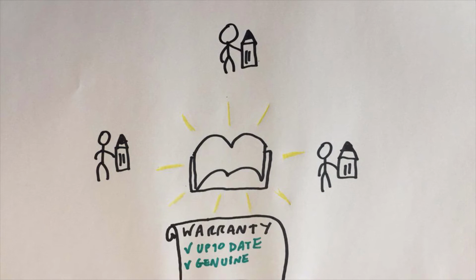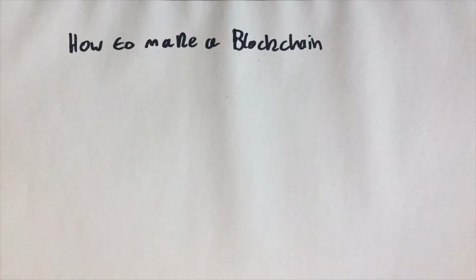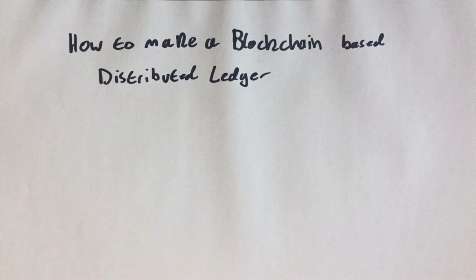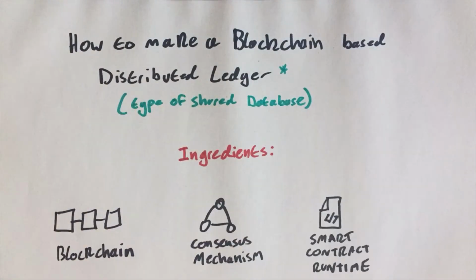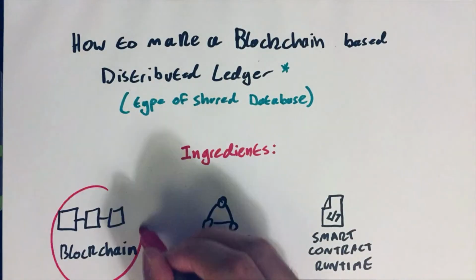So how does blockchain actually achieve that? Well, when we say blockchain, what we actually mean is a distributed ledger, and that's a type of database that's shared by multiple people. And they usually consist of three major components, which are the blockchain, the consensus mechanism, and the smart contract runtime. Let's start with the blockchain itself.